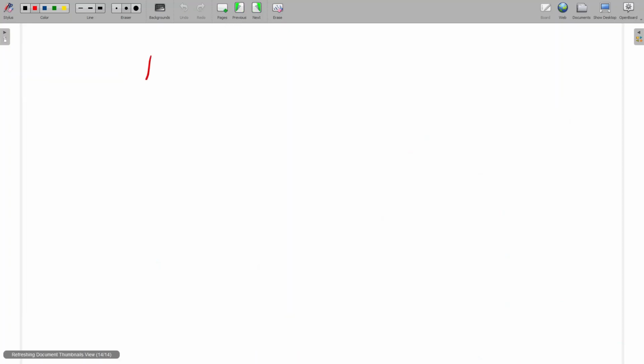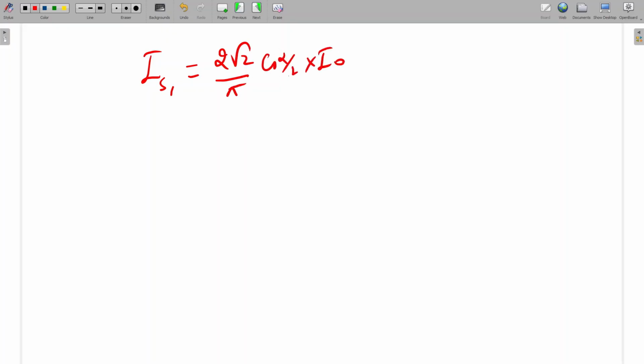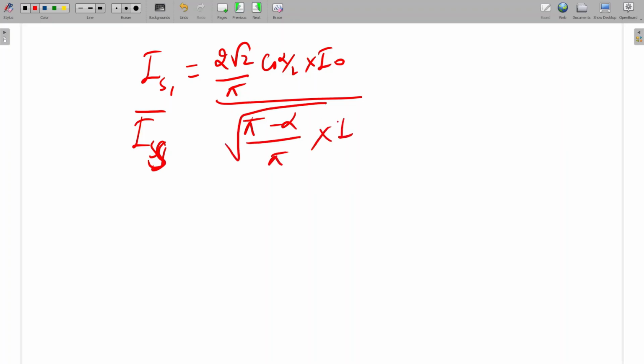How can we calculate it? IS1 we know. IS1 is equal to 2 root 2 by pi, cos alpha by 2, into I naught. And IS will be the square root of pi minus alpha by pi, into I naught. So I naught will cancel. IS1 by IS, how much are you getting? 0.707.